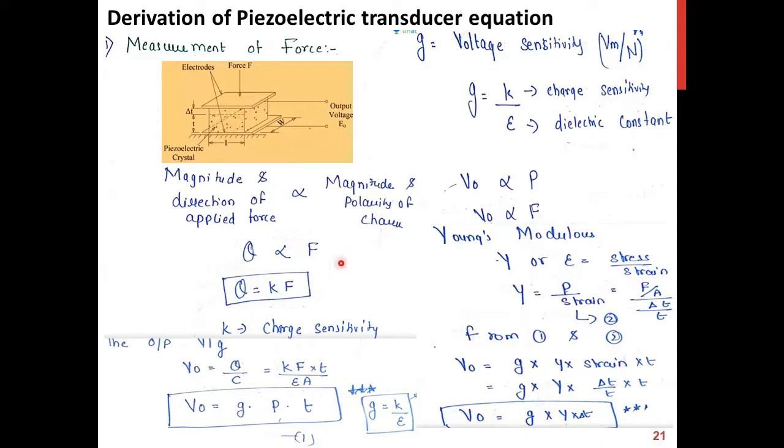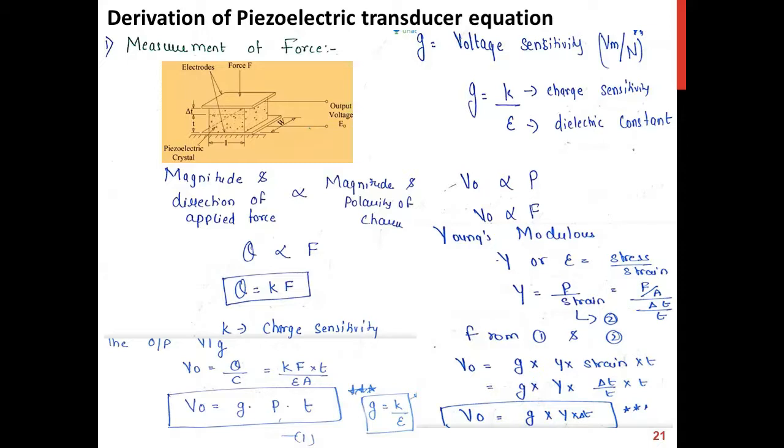So we have, of this form, Q equals Kf, where K is defined as charge sensitivity, which has units of coulomb per Newton. As we require the output voltage, we simply apply the capacitance formula, because the piezoelectric crystal behaves just like a capacitance, where V equals Q by C. Q can be K into F, and we put in the formula of capacitance, epsilon A by T, because there is a change in the thickness.